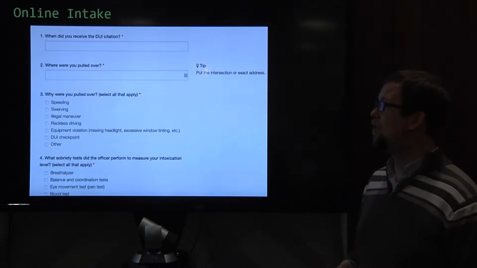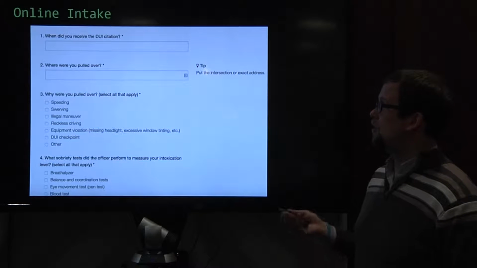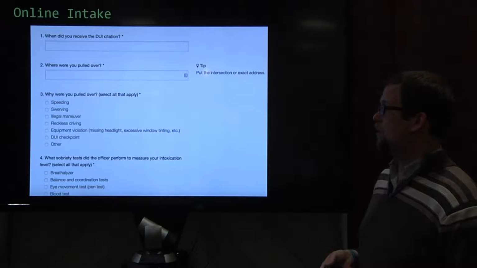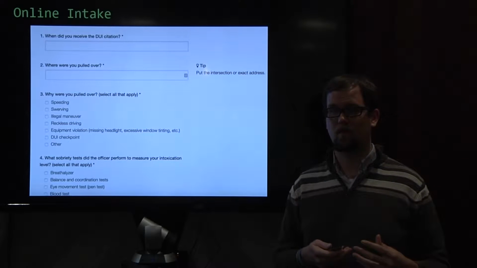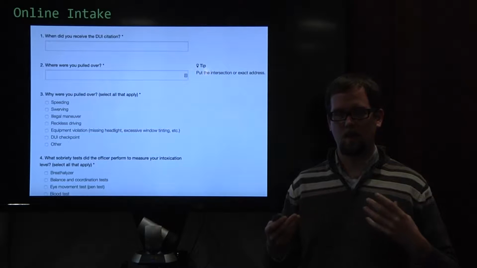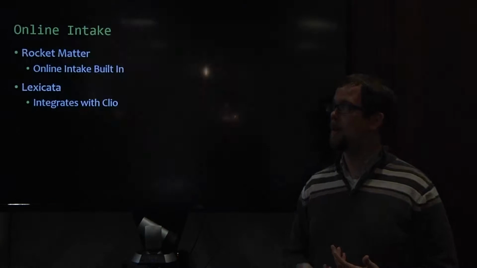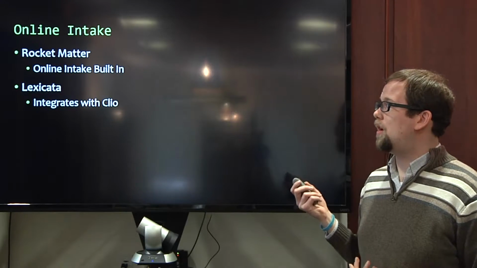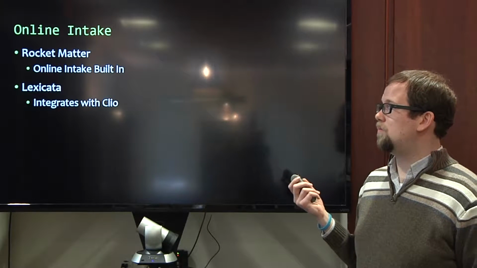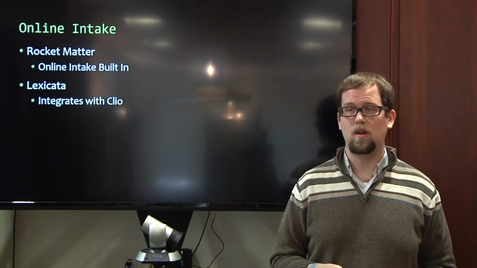On this form, which is for a DUI, it says, when did you receive it? Where did you get pulled over? Why were you pulled over? And what sobriety test did the officer perform? So right away, you have all this great information that helps you get in your mind, okay, where is this client at? Can I help them? How can I help them? That kind of thing.